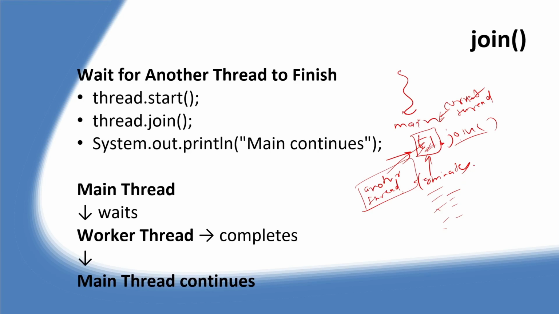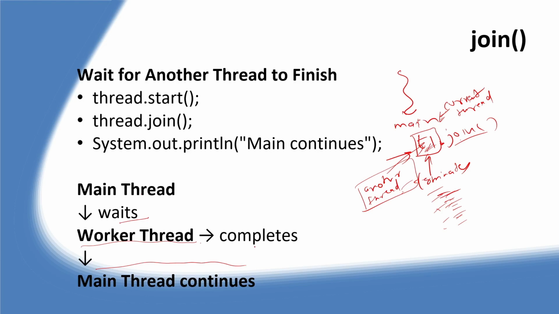Okay, so only after the worker thread or another thread finishes does the main thread continue to the next statement here. After completion of this thread, the current thread or main thread will get executed. The easiest way to remember join is: wait for this thread to finish. And just like sleep, join can also throw InterruptedException. See here, the main thread is waiting for the worker thread to complete, and once the worker thread is completed, the main thread continues.